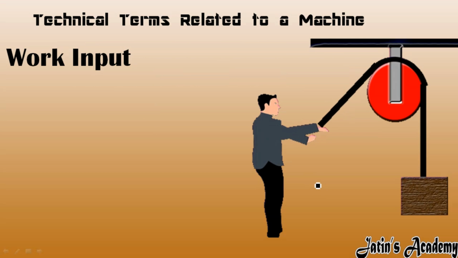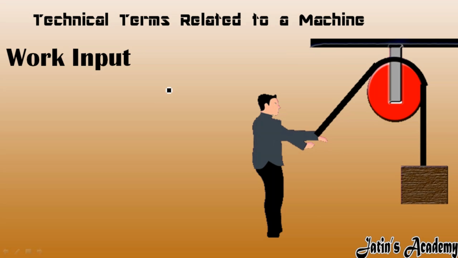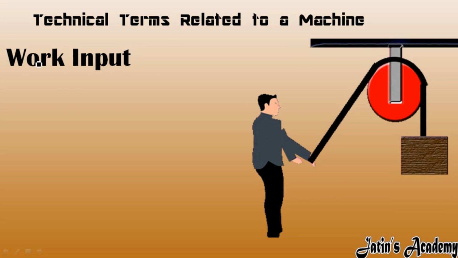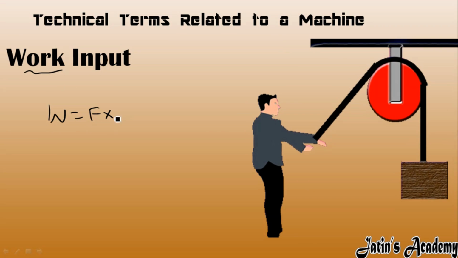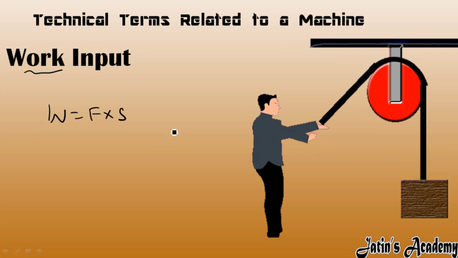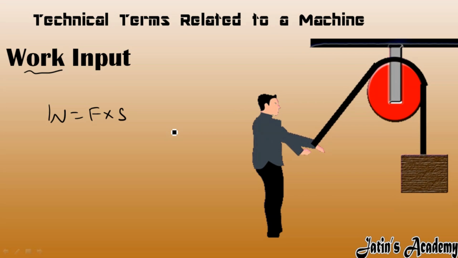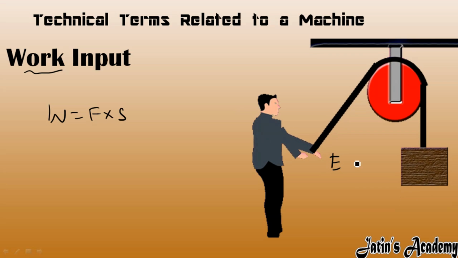Next technical term we have is work input. So what is the meaning of work input? Before understanding this term, let's understand the meaning of work. What is work? Work is force into displacement. It means when we apply a force on a body and the body displaces in the direction of force, that is called work. Here carefully see, this is called the effort point and this is called the load point.